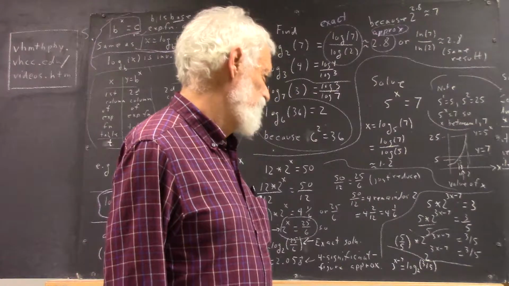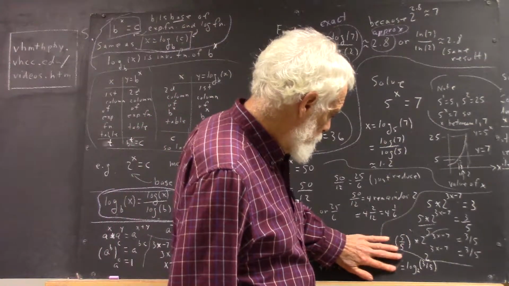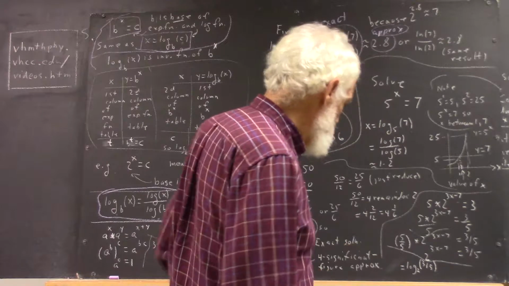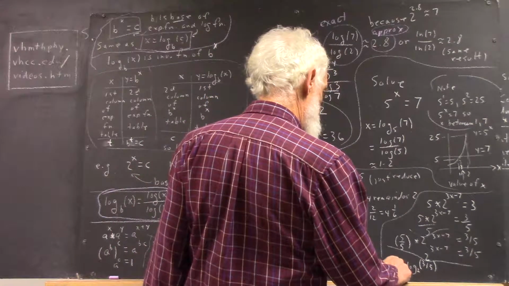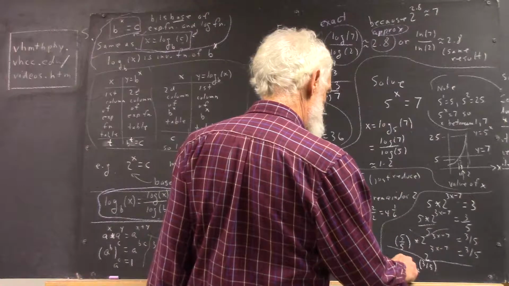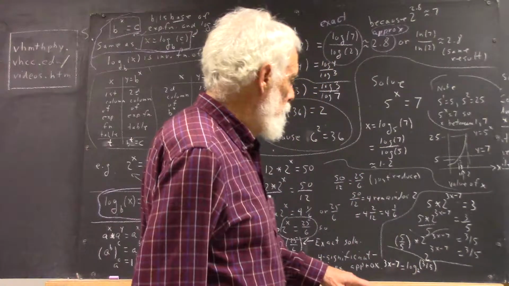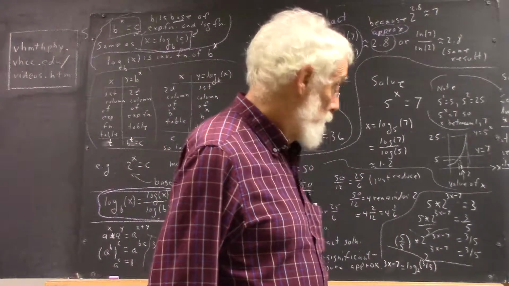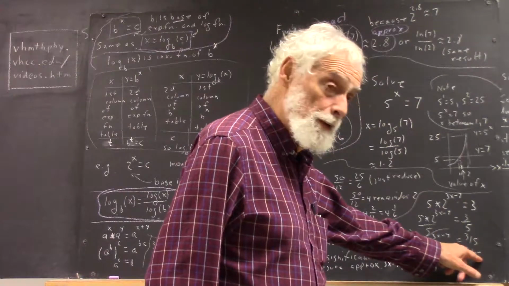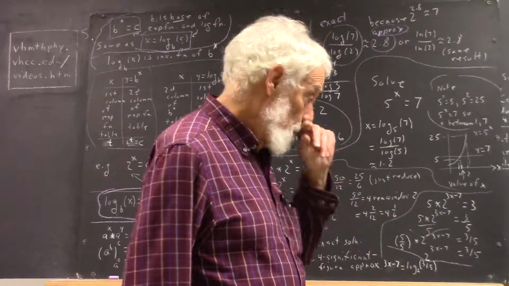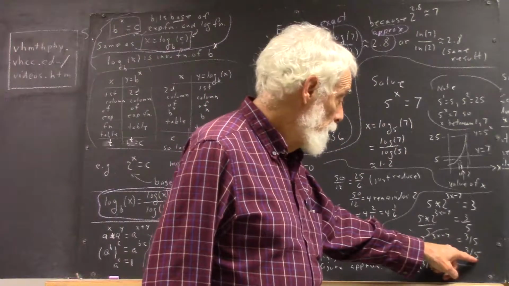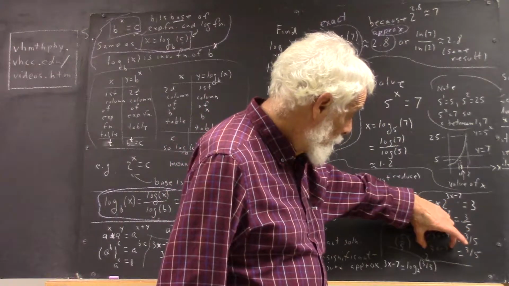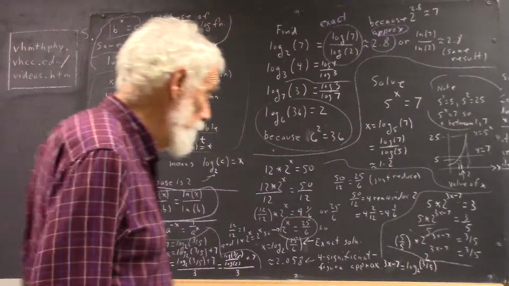Must have been in a hurry when I wrote that down. Okay, this tells us that 3x minus 7 equals log base 2 of 3/5. We just translate this statement into logarithmic form. It's log to the base 2 of 3/5 equals your exponent, which is 3x minus 7.